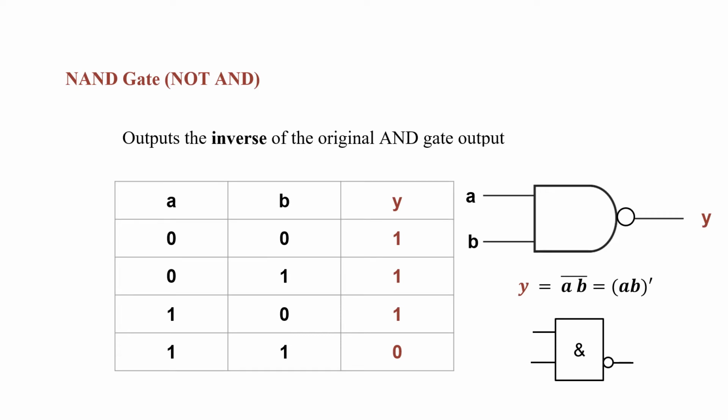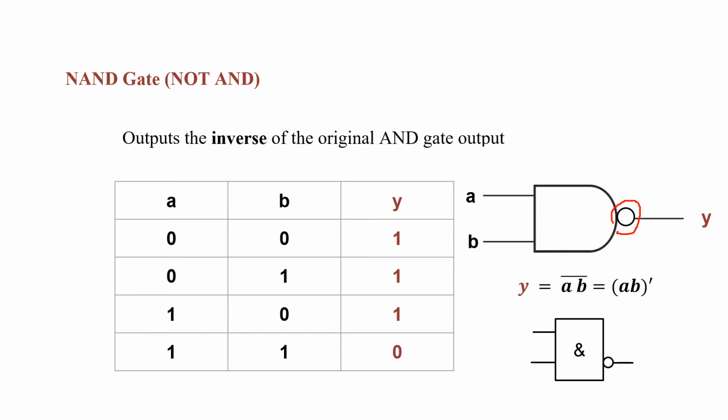The NAND gate is short for not AND. So basically, you take the output of the AND gate and then invert it, and that results in the NAND gate. The symbol for the NAND gate looks like the AND gate, but with a circle at the end of it, as you can see here. So the circle indicates inversion or complementing.